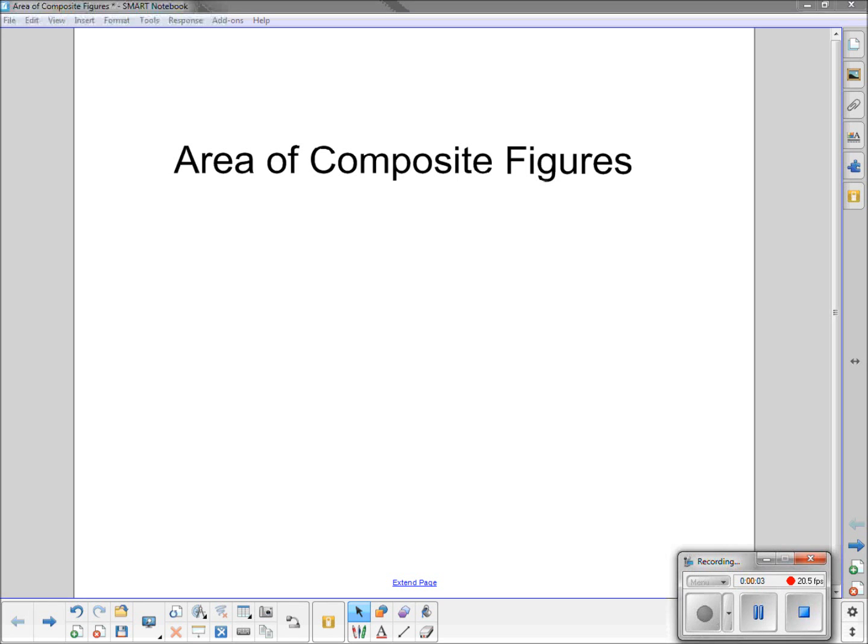In this video, we will be finding the area of composite figures. Now, a composite figure is a polygon or some type of shape that is made up of a bunch of different shapes. And so in order to figure out what the area is, we need to break it down. And to break it down is called to decompose.